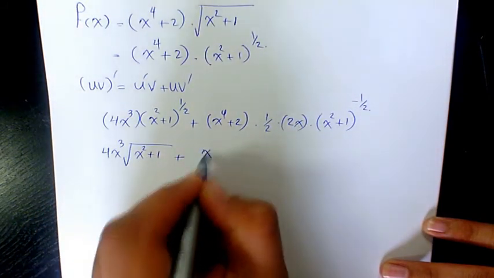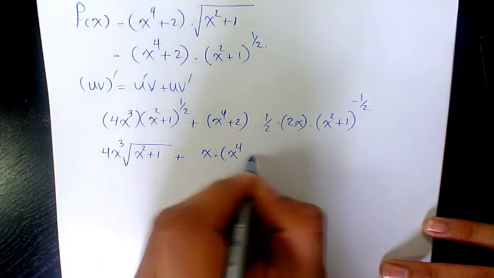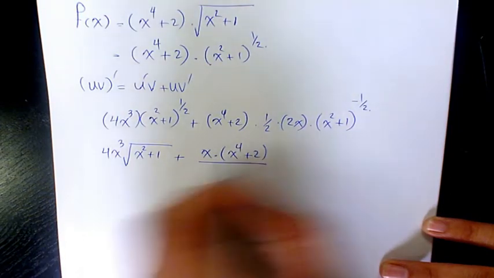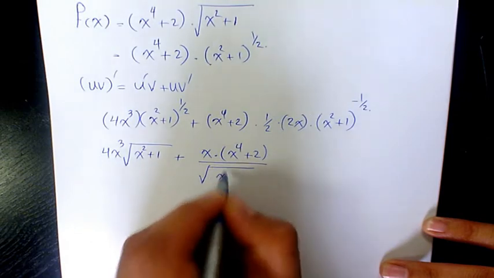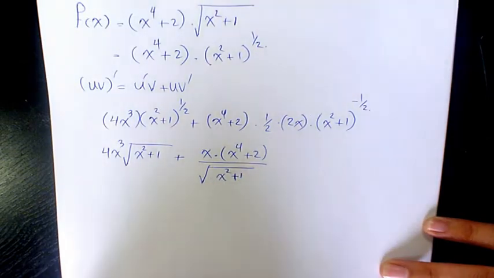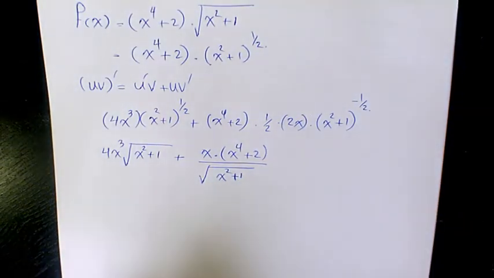It's going to be x times (x to the power of 4 plus 2) divided by square root of (x squared plus 1). So that's going to be the final answer.